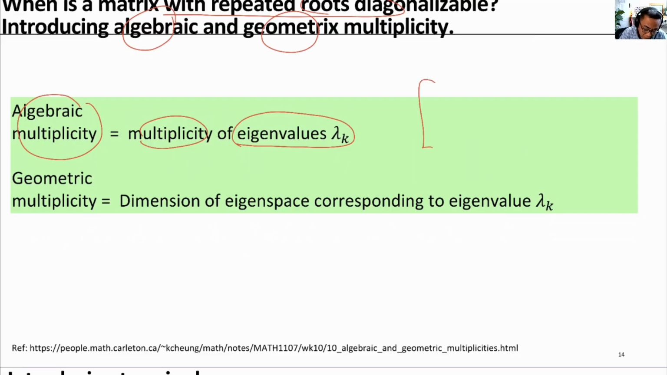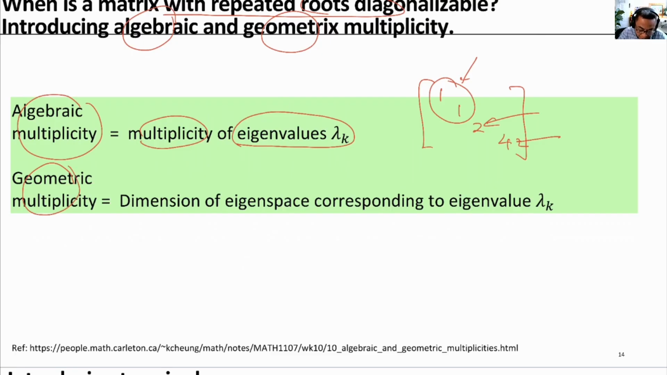So if we have, for example, the eigenvalues 1, 1, 2, 4, then the algebraic multiplicity of the eigenvalue 1 is 2 in this case. Here, the algebraic multiplicity for the eigenvalue 2 is 1. Here, again, 1. What about geometric multiplicity?